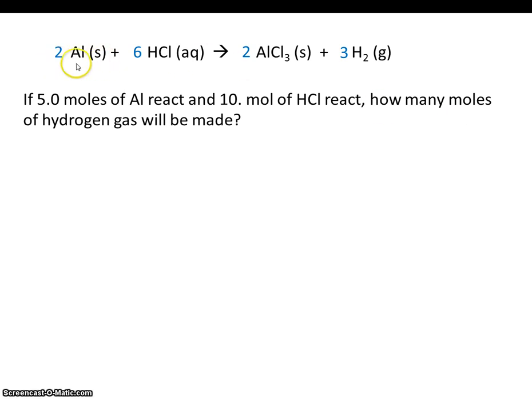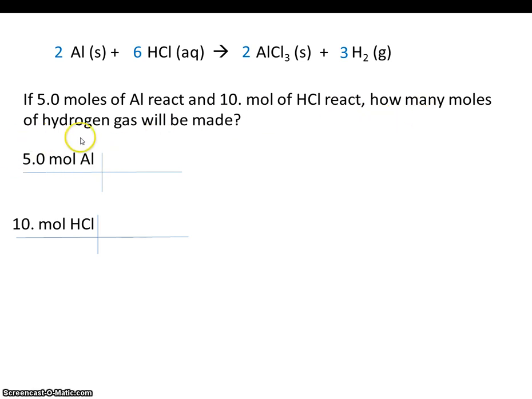So we have 5 moles of aluminum, 10 moles of HCl, and we want to know how much hydrogen gas we can make. You'll probably notice that unlike a traditional stoichiometry problem, in a limiting reactant problem, we have 2 givens. We have 5 moles of aluminum, and we have 10 moles of HCl. So treat a limiting reactant problem just like you would a regular stoichiometry problem, except you're going to have to look for 2 givens.